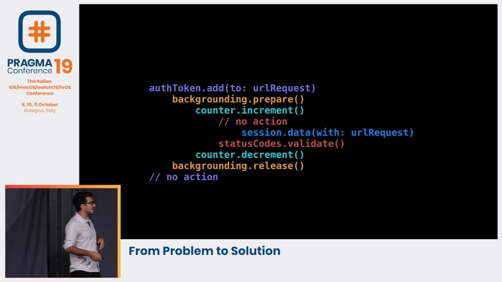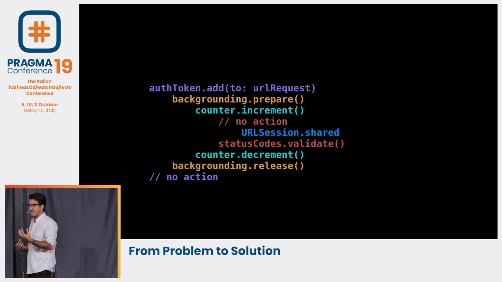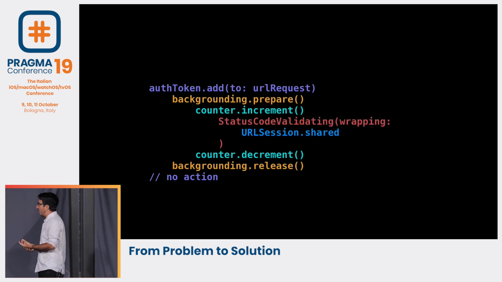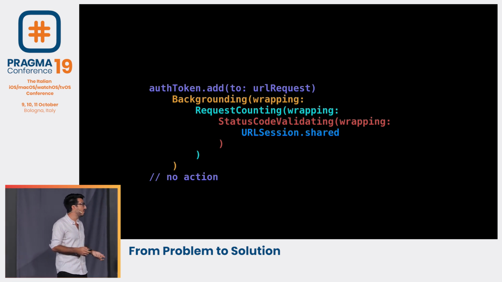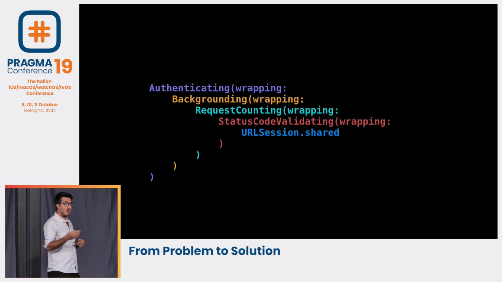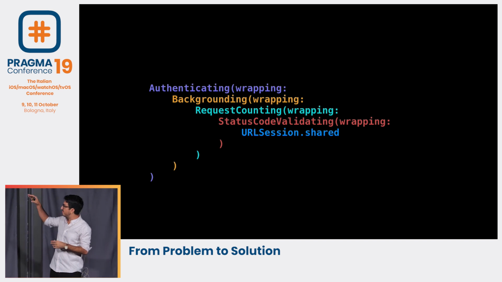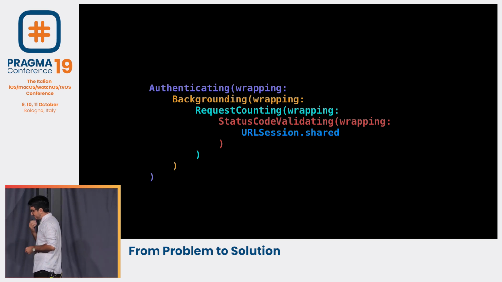And so we can take this and replace each component and say, okay, our URL session is our core. That's the thing that actually sends the request. And when that happens, we want to validate status codes. And when that happens, we want to count the requests. And when that happens, we want to check our leases on our background identifiers, and we want to authenticate on top of all of that. And so we've built this little mini tree for ourselves of all the behaviors.